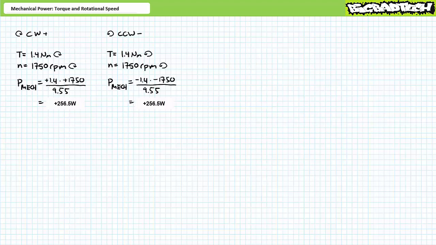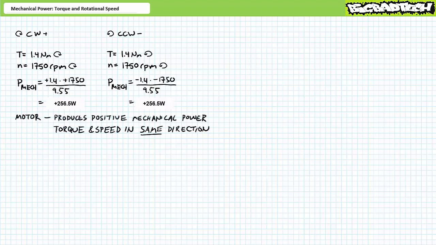What is the significance of Proclamation 1? As these two example problems are meant to illustrate, it means a motor always produces positive mechanical power because torque and rotational speed are always exerted in the same direction. Positive times positive equals positive, as does negative times negative.